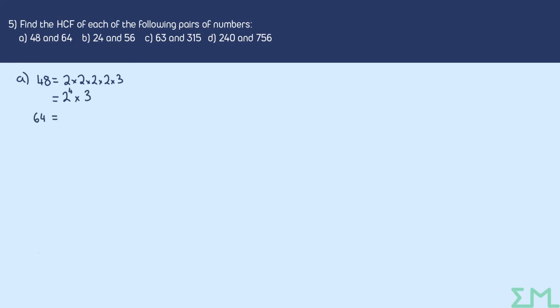64 can be divided by 2 to give 32, by 2 to give 16, by 2 to give 8, by 2 to give 4, and by 2 to give 2. So 64 can be written as 2 to the power of 6.